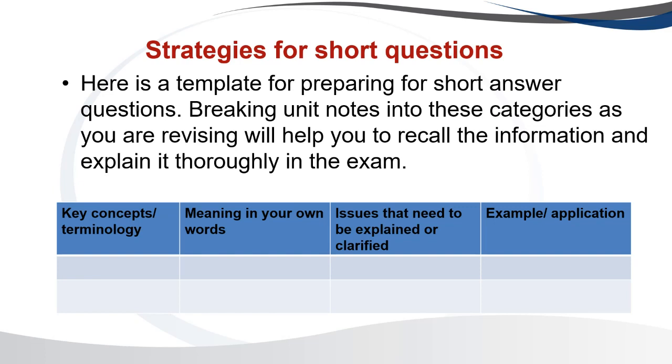The next important thing for you to do is to understand what these key concepts or terminologies mean, and try to write your understanding of these concepts in your own words so that you remember. The third is issues that need to be explained or clarified. Here, it means that if you look at a certain concept, what are the key issues in that concept that need to be clarified? So just make a list of the key issues within the concept or terminology.